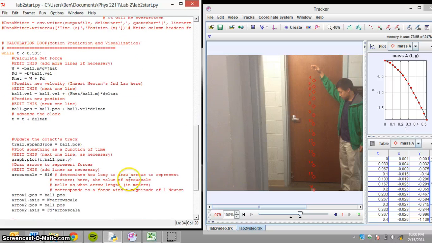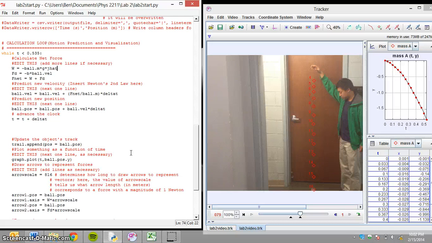This is the same as our last lab, this area right here, except for the fact that Fnet doesn't equal 0 in this case, so the velocity does change. And Fnet is W plus Fd, and W equals the weight of the ball, which is the ball's mass times g, which is gravity, times j hat, and j hat is just a unit vector facing up, so that's why this part is negative, because the force is going down. The drag force is just the ball's velocity times negative b, and negative b is just a constant that we'll talk about later.